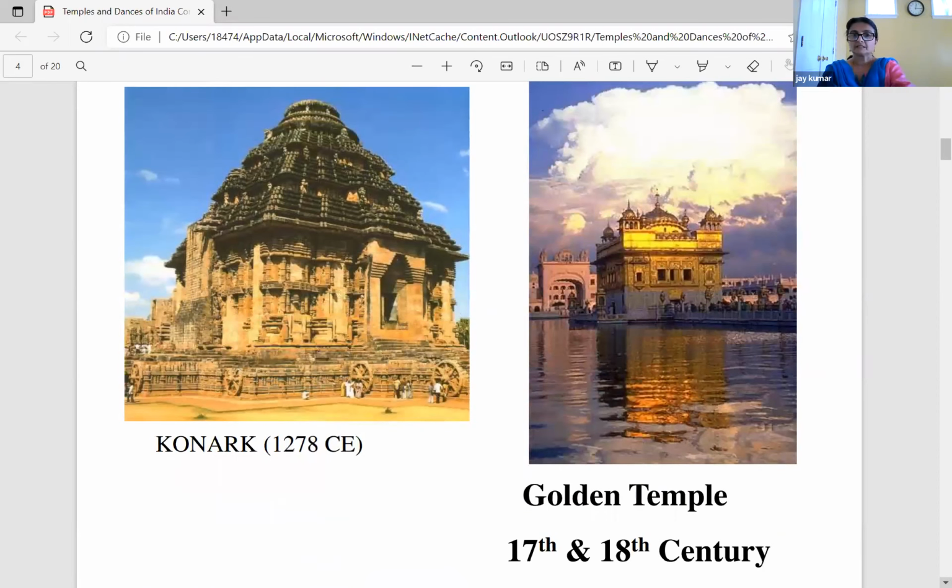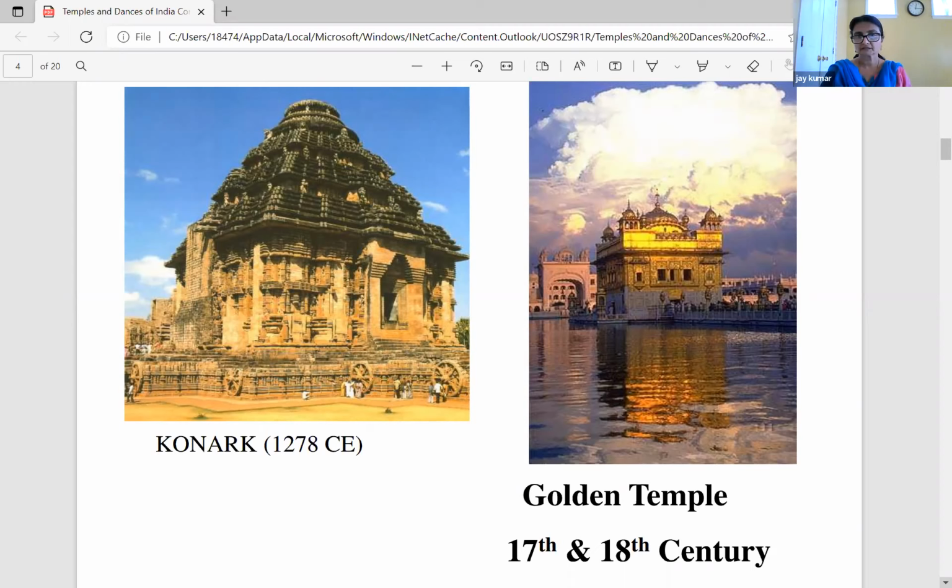The next temple is an interesting one. As you can see at the bottom of this left-side picture, there are wheels. They used to be able to move this temple. That's the specialty of this temple. This is from a place called Konark. It is kind of in the mid-southern state of India. The right-side picture is called the Golden Temple.